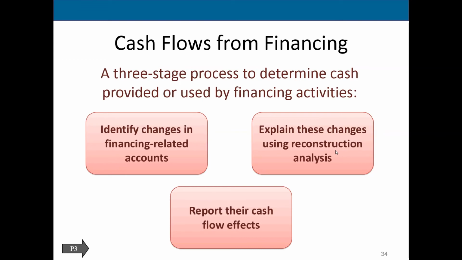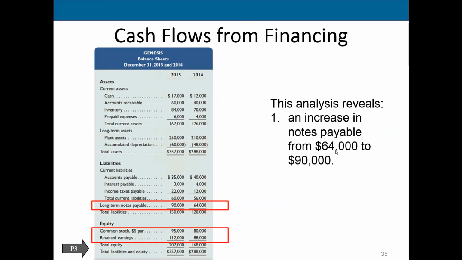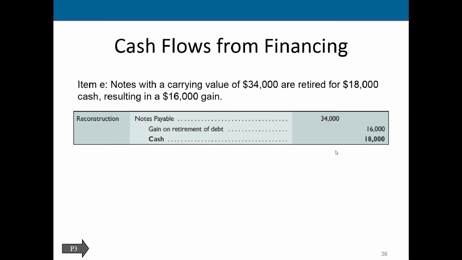It says it's the same three-stage process. And I say that's, again, a bunch of malarkey. Why? Because financing is about borrowing money, about issuing dividends, and about selling stock. That's what financing is all about. And these transactions are going to be very, very easy to see. Again, if I go with the publisher and try to do an analysis, I see that there's a change in these accounts. What explains the change?